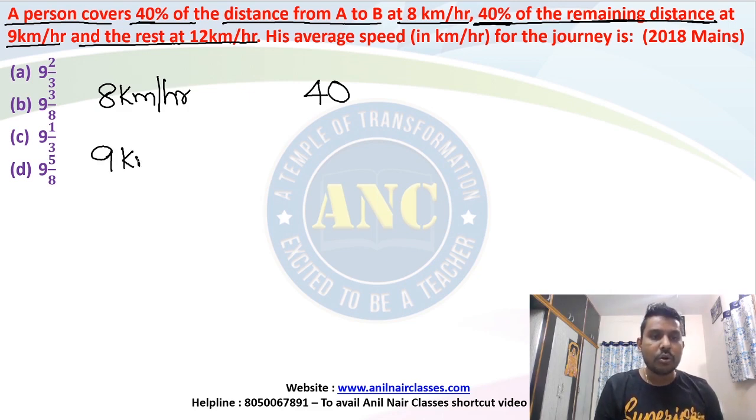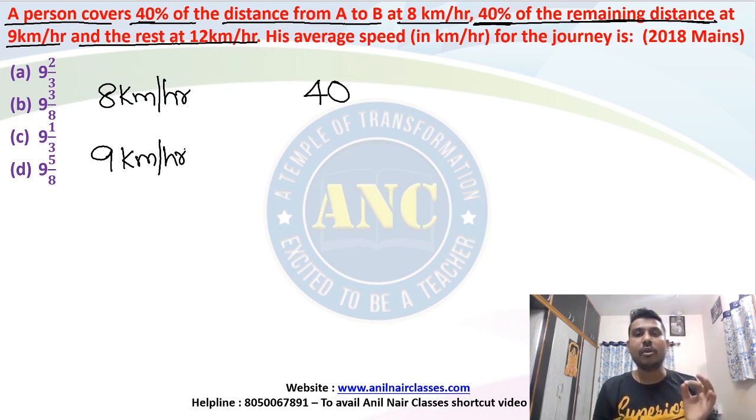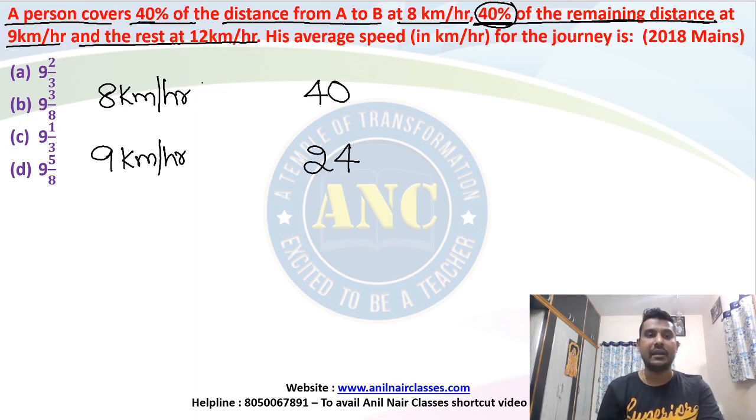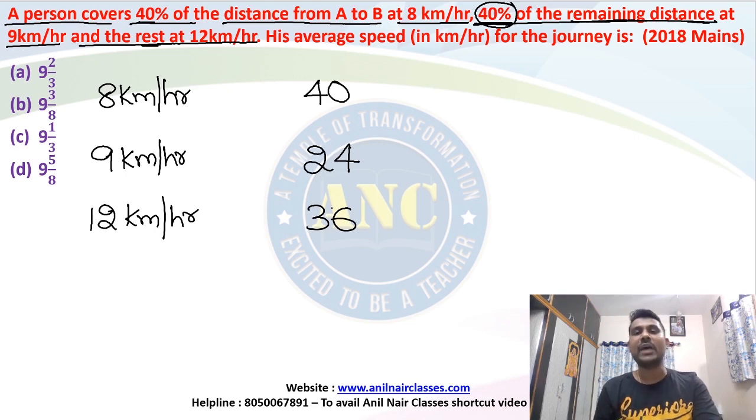That means out of 100 kilometers, 40 kilometers of distance is already covered. Remaining is 60. Out of that remaining 60, he will cover 40% at 9 kilometers per hour. What is 40% of 60? What is 10% of 60? It is 6. So 40% of 60 is 6 into 4, which is 24. The next 24 kilometers he will travel at 9 kilometers per hour, and the rest of the distance at 12 kilometers per hour. How much is remaining right now? 40 plus 24 is 64. Another 36 is remaining, so that it becomes 100 kilometers.